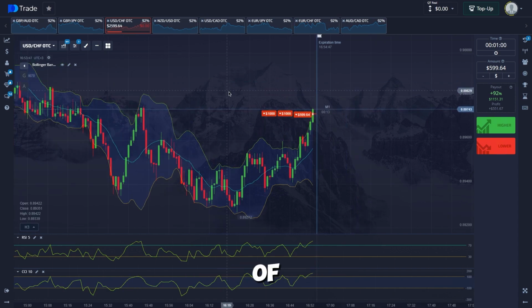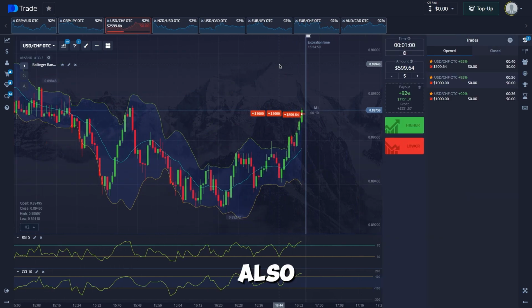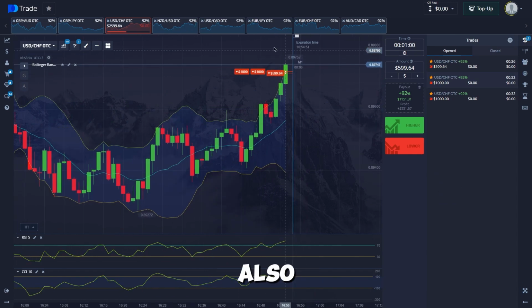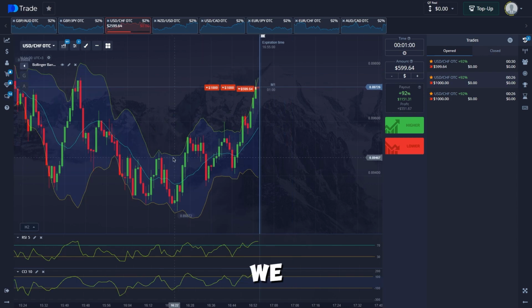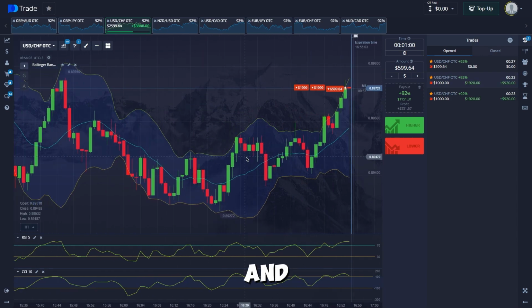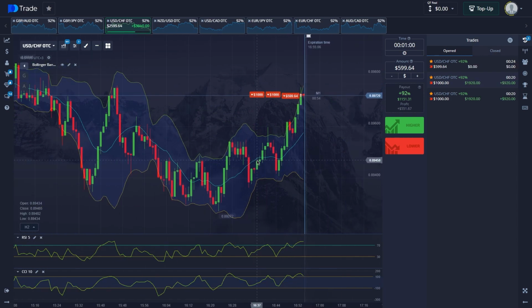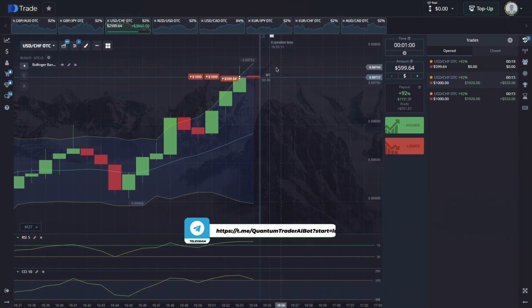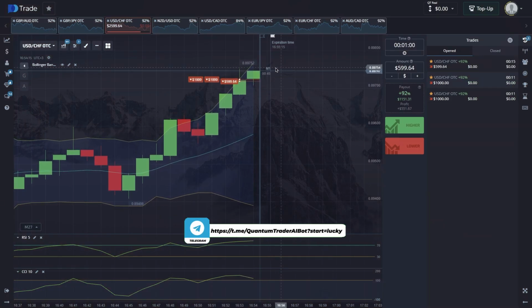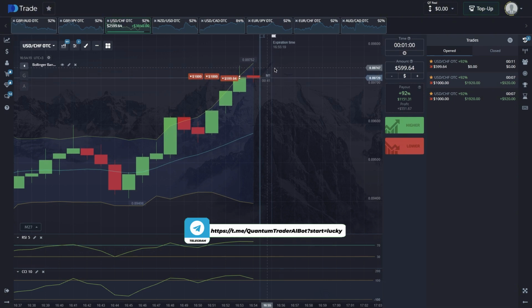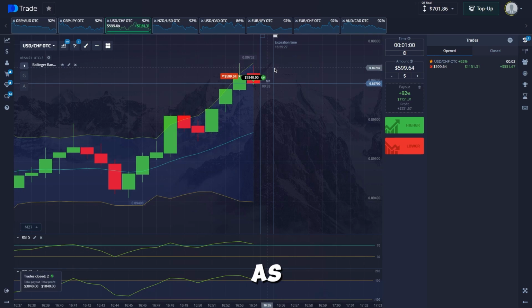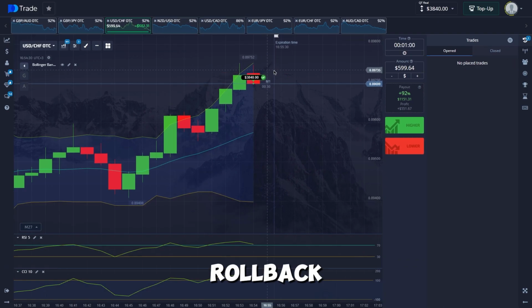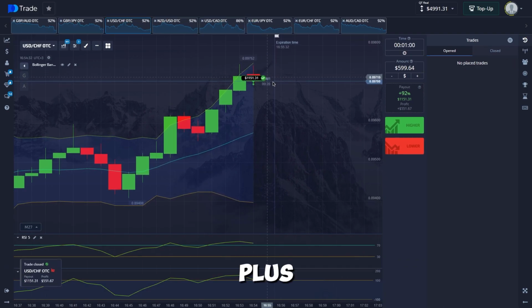We are forming a touch of the resistance area, also touching the upper moving average. Also, all our oscillators are in the overbought area. Therefore, here we should have a price pullback, and the deals should close in a plus. Let's watch the result. And as I said, we have had a rollback and our deals are closed in a plus.